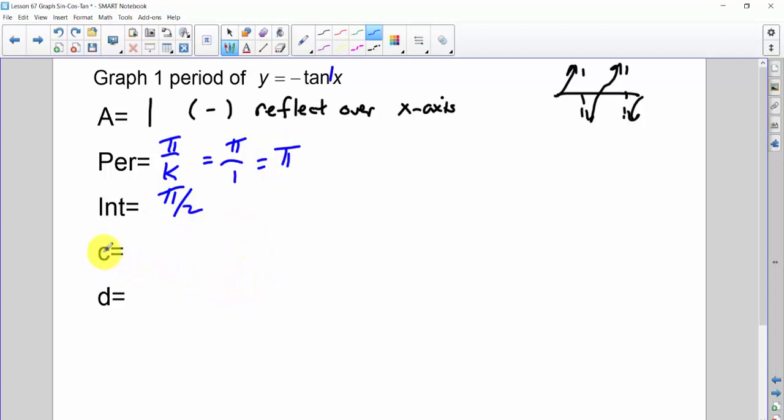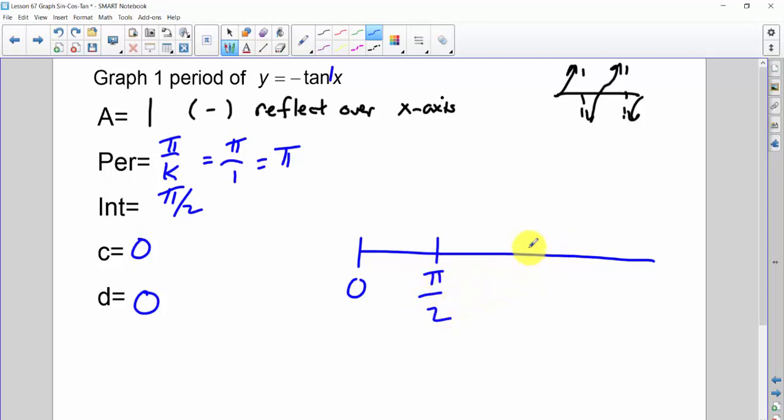And we'll note that in this case, C and D are still equal to 0 because there are no pluses and minuses. I'll start by going 0, pi over 2, pi. I only want 1 period, so I'm going to stop there. I know typically in tangent, I have an asymptote at pi over 2 and at 0, and at pi I have values of 0 for the tangent.